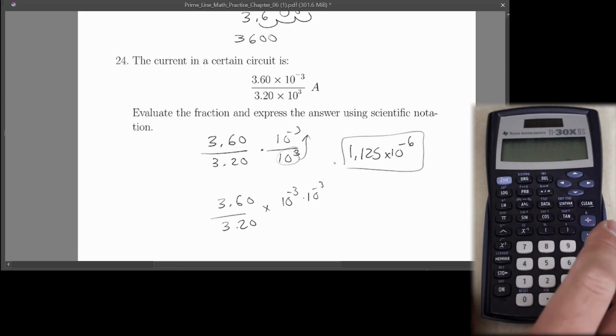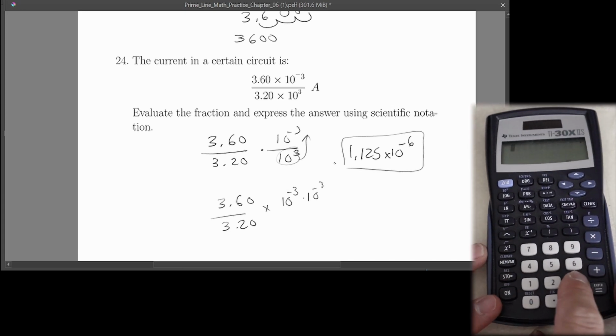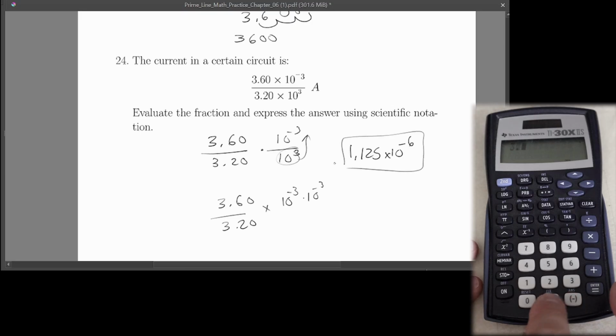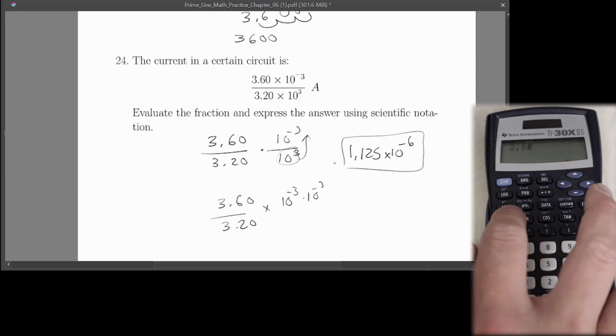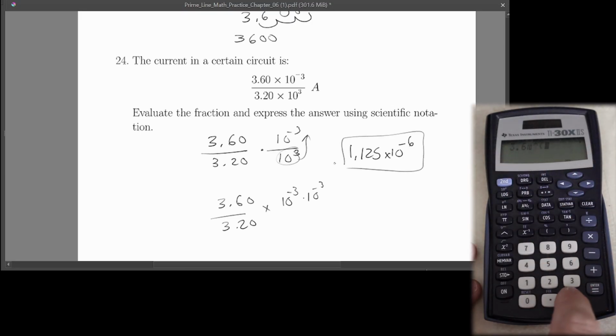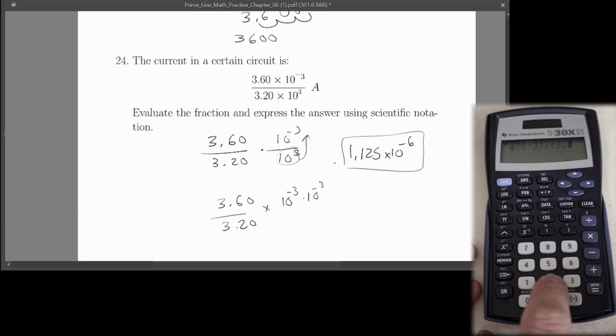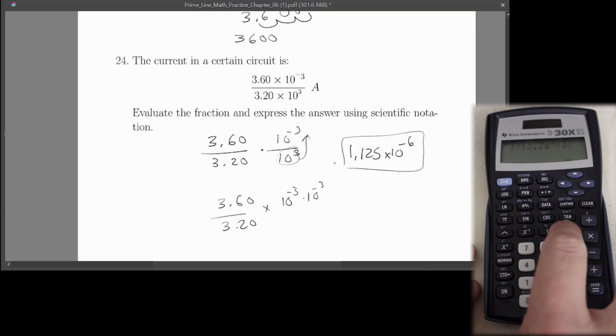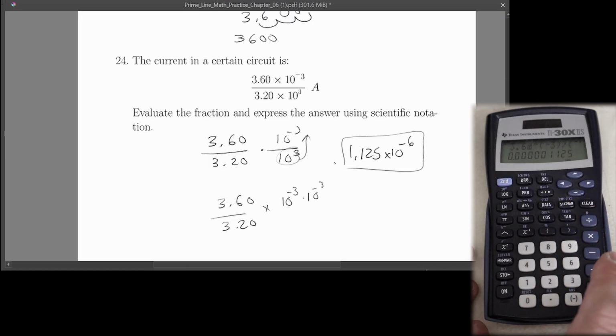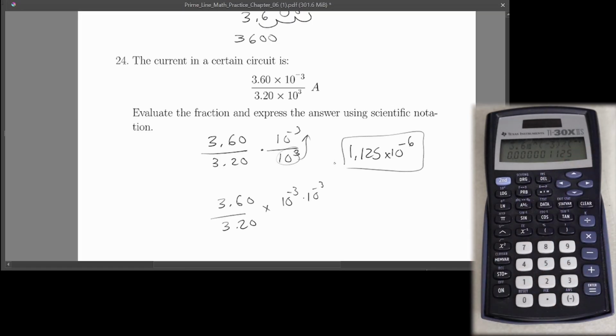Alternately, you could type in the full problem. So on the top, we've got 3.6 times 10 to the negative third divided by everything in parentheses in the bottom, 3.2 times 10 to the third. And we get a small decimal value that we'd convert back to our 10 to the negative 6 factor.